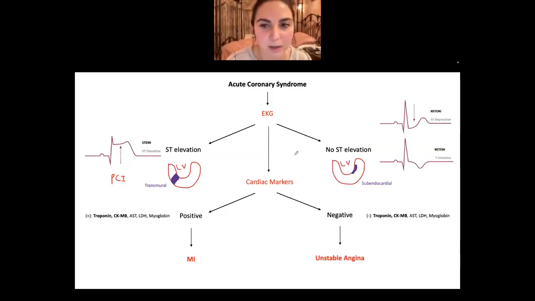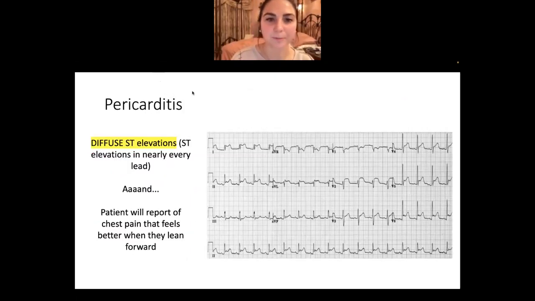There's subendocardial ischemia happening. So then they check the cardiac markers. The main one you want to look at, like I said, is troponin, your gold standard. And then CK-MB, AST, LDH, you can do myoglobin. If those are positive, that means active MI. Negative, that's unstable angina. And like I said, it helps them buy a little bit more time, because now it's like, okay, they're not actively losing tissue, they're not actively losing cells right now.